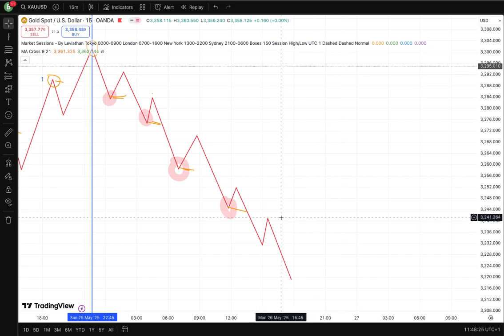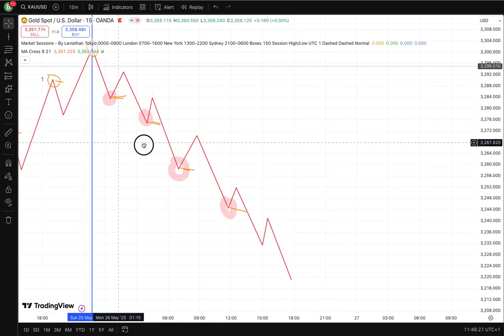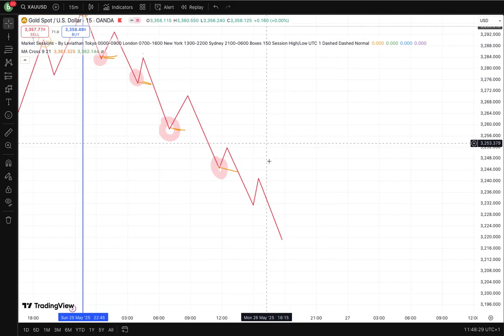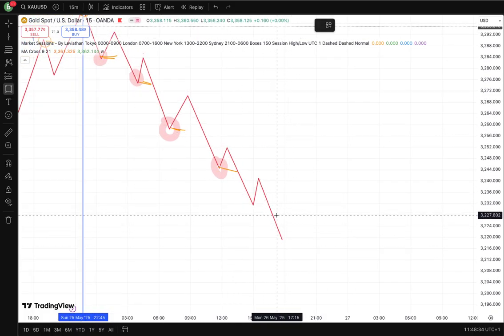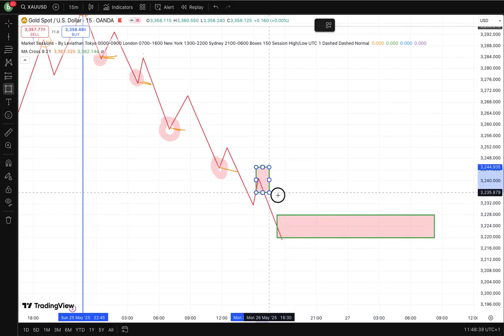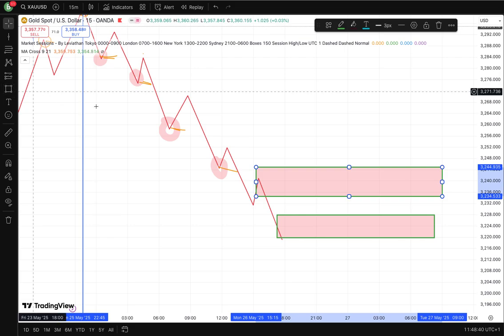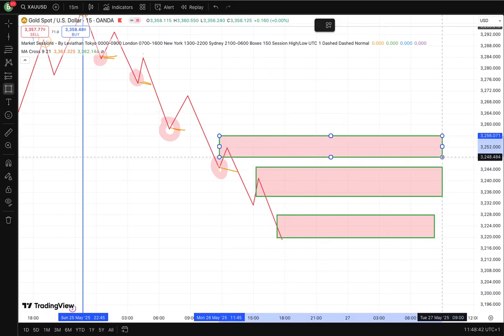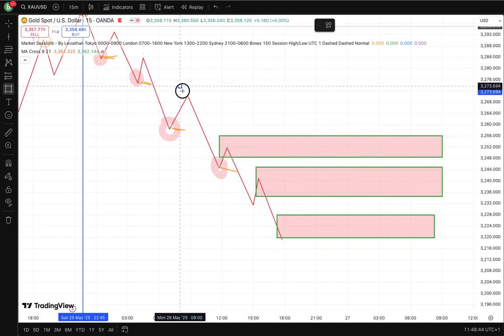cheap. All right, so with the structure of this line that I drew currently, you can see that the price is very cheap at this point. So this is going to be my demand zone. This is going to be another demand zone. This is going to be another demand zone. This is going to be another demand zone.